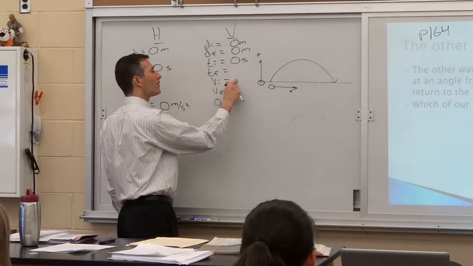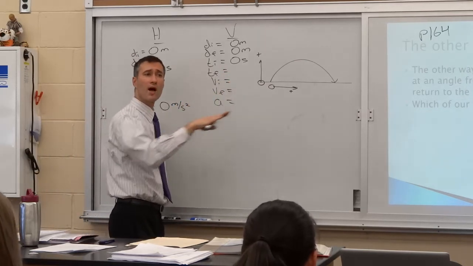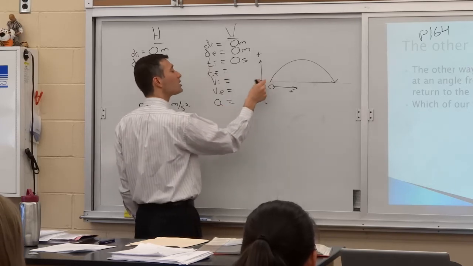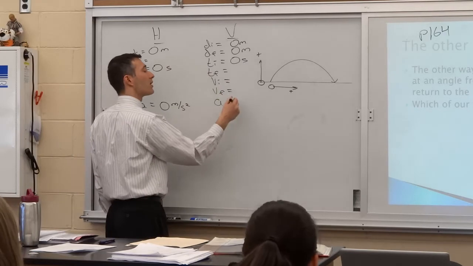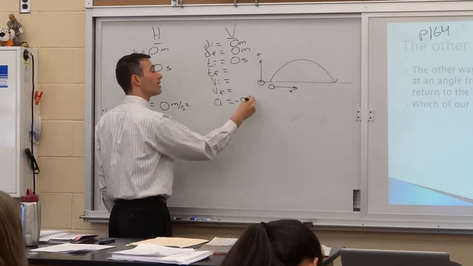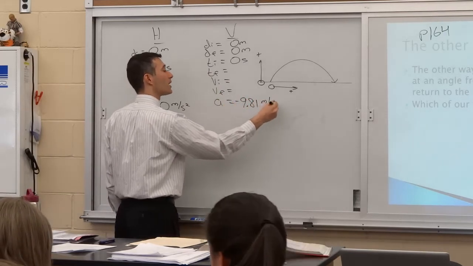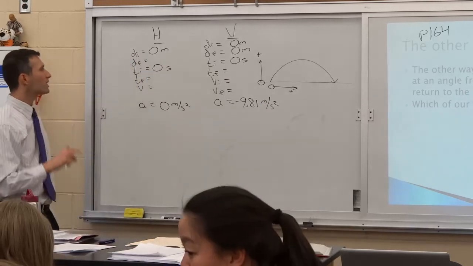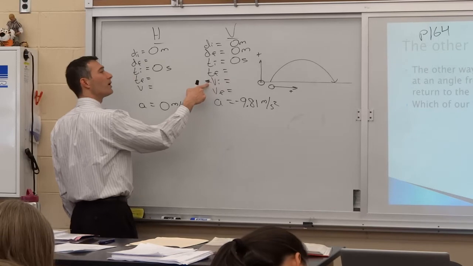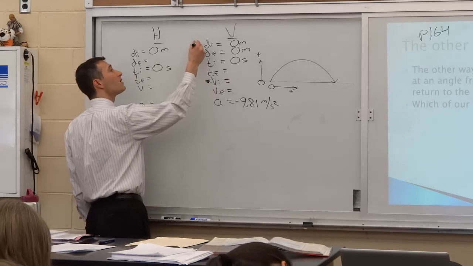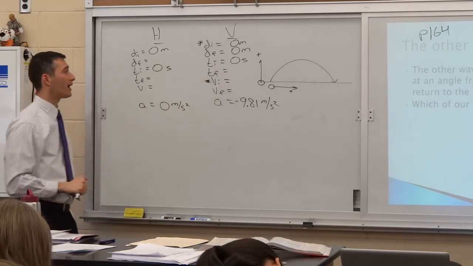Our initial vertical velocity is not 0 anymore. We're not launching horizontally. This has some vertical speed right from the start. So we don't know what that is. And then our vertical acceleration is still negative 9.81 meters per second squared. So we still have 7, it's just a slightly different 7, right? We used to say that we knew this one, we don't know it anymore, and we used to not know this one, and we do know that one.